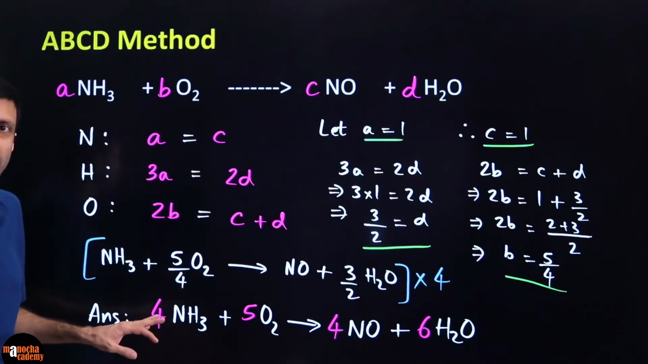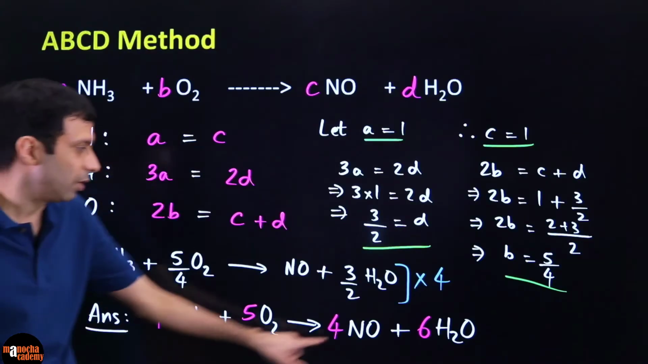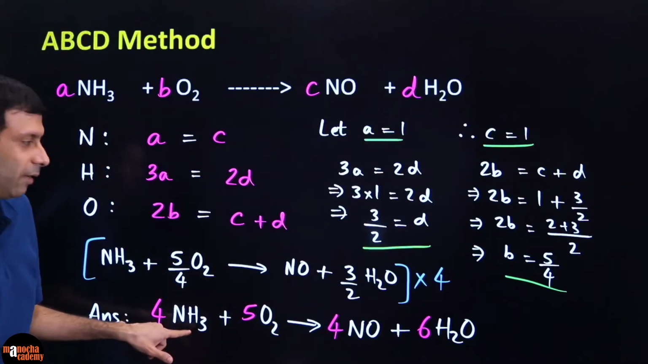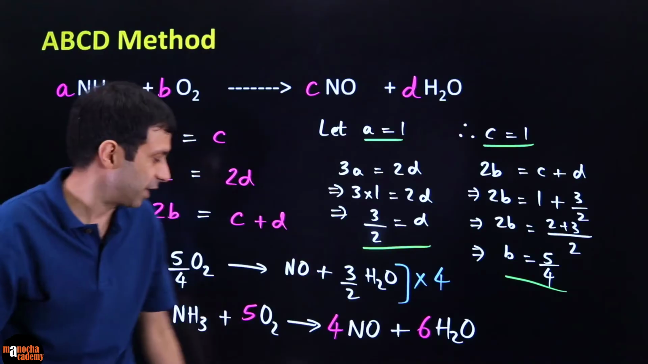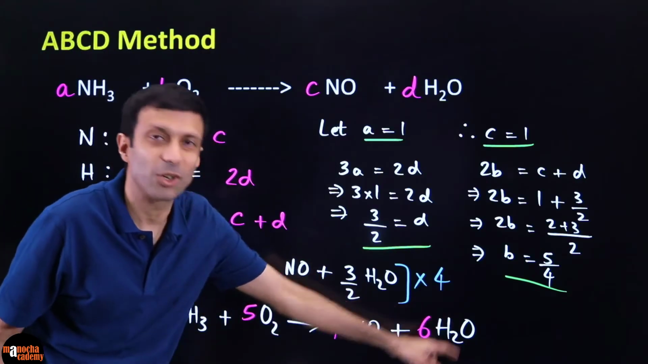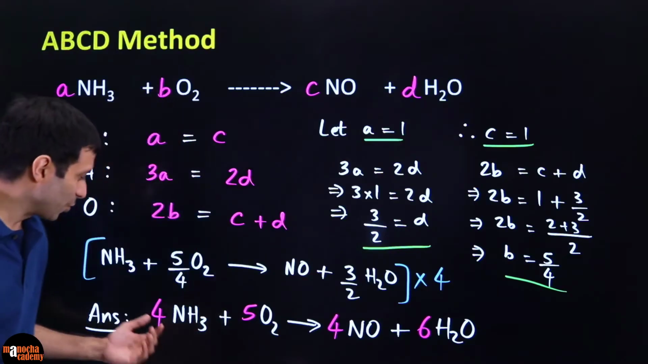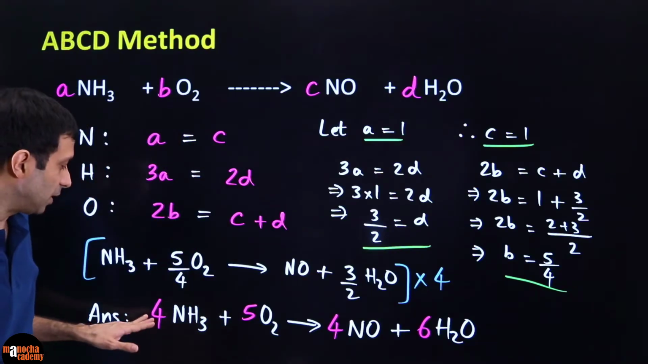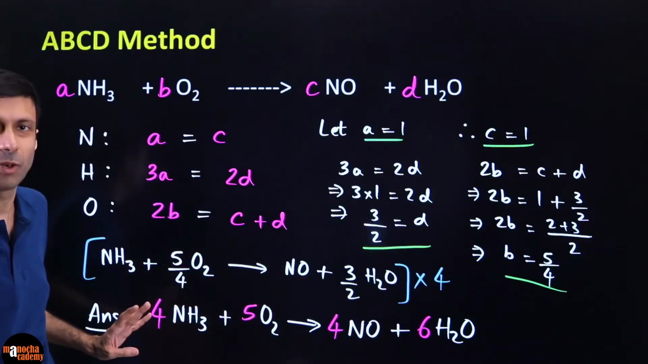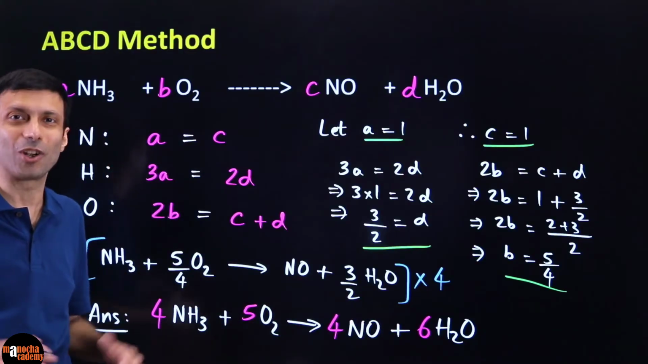And please check if it's right. You can easily check. Nitrogen: 4 on the left, 4 on the right. Hydrogen: 4 times 3, 12, and 6 times 2, 12. Working. Oxygen: 5 times 2, 10, and 4 oxygen plus 6 oxygen, 4 plus 6, 10. So great, we have balanced our equation and you can see there is no common factor between the coefficients 4, 5, 4 and 6. So we have got the answer.